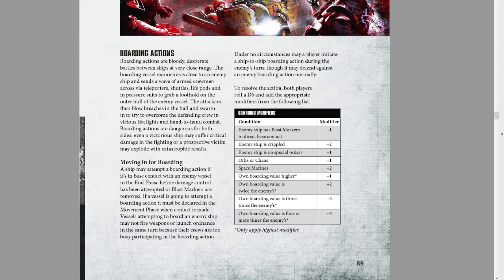Another important thing, if you go all ahead full and you land on another ship at the end of that movement, you can both ram and board. But remember, you must make that declaration immediately. You can ram and then board, just so you know.